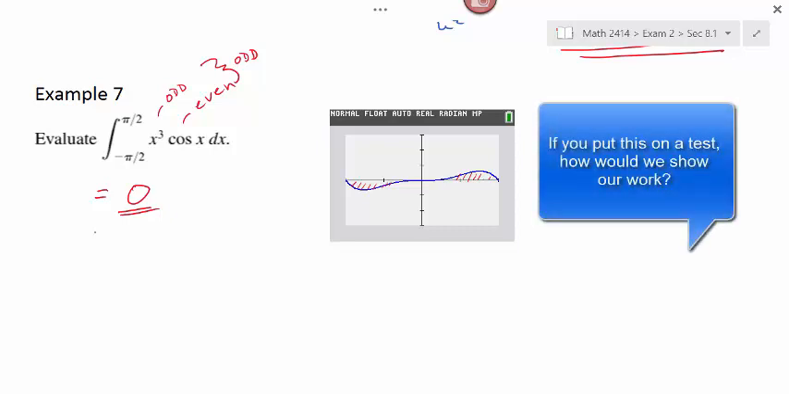No, you could just graph it and you could say by graph or by symmetry.